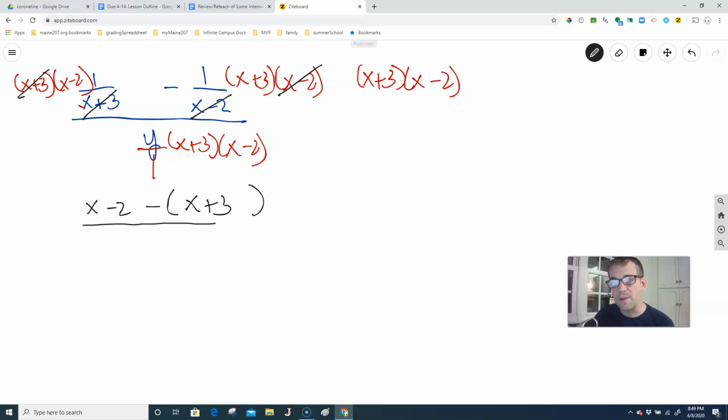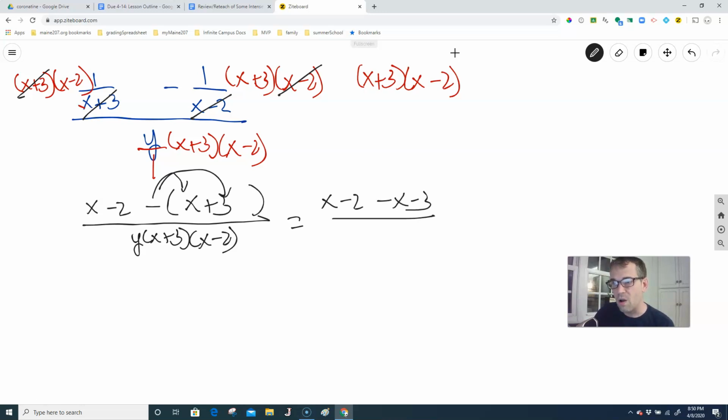And then in the denominator of the bigger fraction, nothing cancels. So we're left with a y and an x plus 3 and an x minus 2. That's okay. I'm not going to bother to multiply it out. I'm going to leave that in a factored form. The only thing left to do now is to distribute this negative sign and see what shakes down. We get x minus 2 minus x minus 3 all over that denominator that we had to carry around with us.